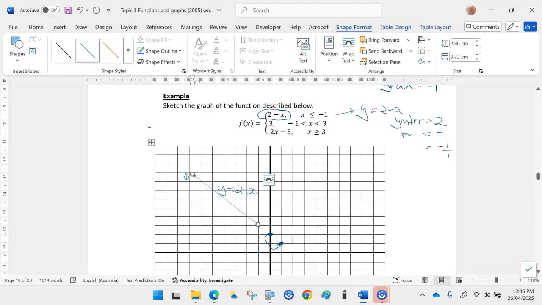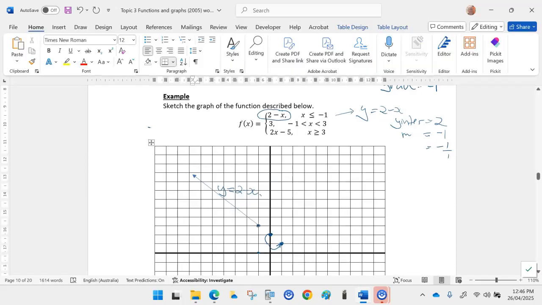So I only need to draw the graph y is equal to 2 minus x between values of x less than or equal to -1. So at one end I'll have an arrow, and at the other end I'll have a filled in dot where x is equal to -1. Okay, what about the rest? So that's the first portion.